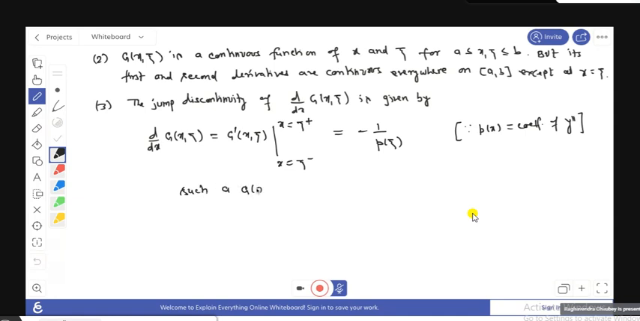Such a function G of xi is called the Green function. This is your Green function for the operator, and that operator is L. So what is the solution of your given boundary problem? Why do we find this Green function? By using this Green function, we are able to find the general solution of the non-homogeneous boundary value problem.